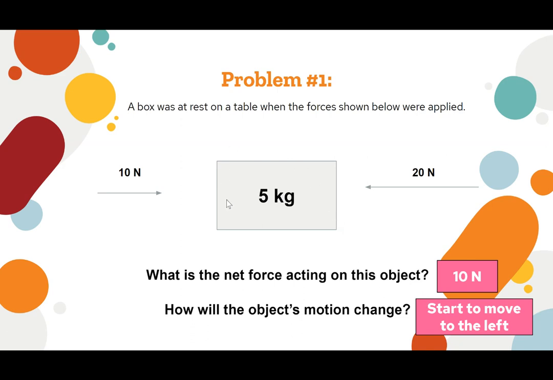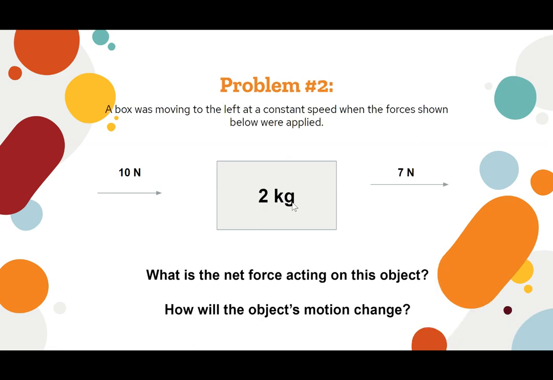Now you'll notice that there is a mass of the box, and we don't need it in this situation because we weren't asked anything regarding the mass. It is just important, though, for you to understand that this kg refers to mass. All right, problem number 2.